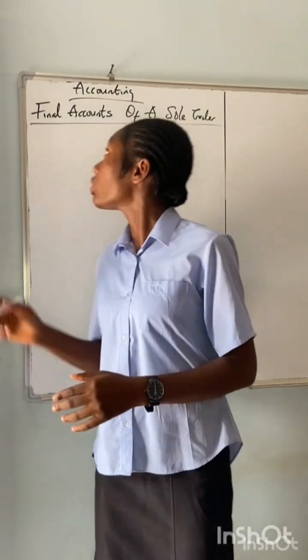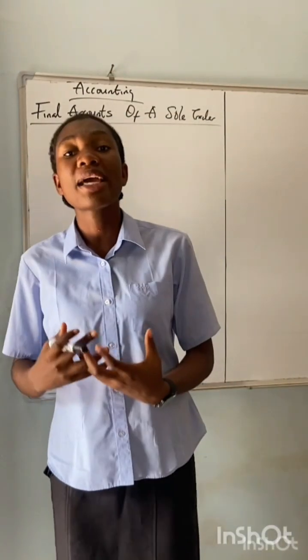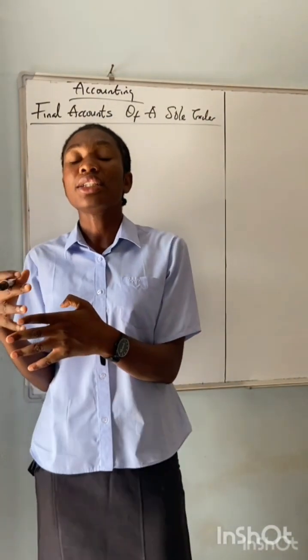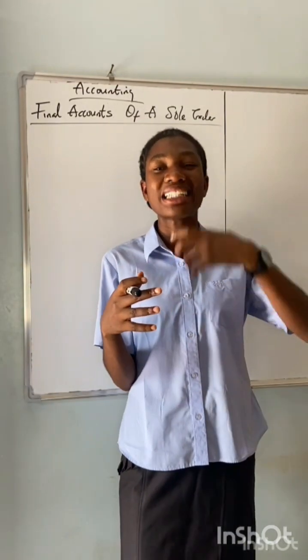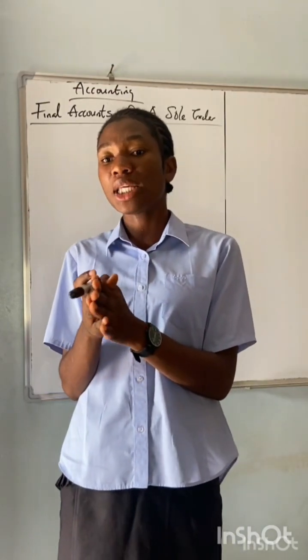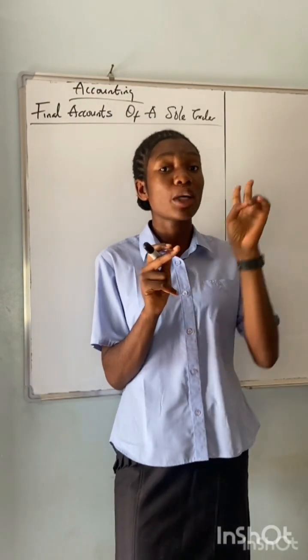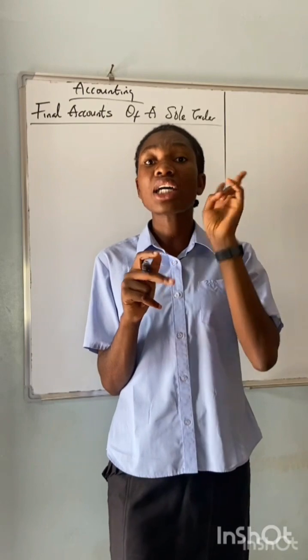Now the final account, after we have prepared the trial balance, like I said, then we move on to preparing the final account. These accounts are prepared at the end of the trading period. The final account is basically for a sole proprietor. We just have two final accounts.